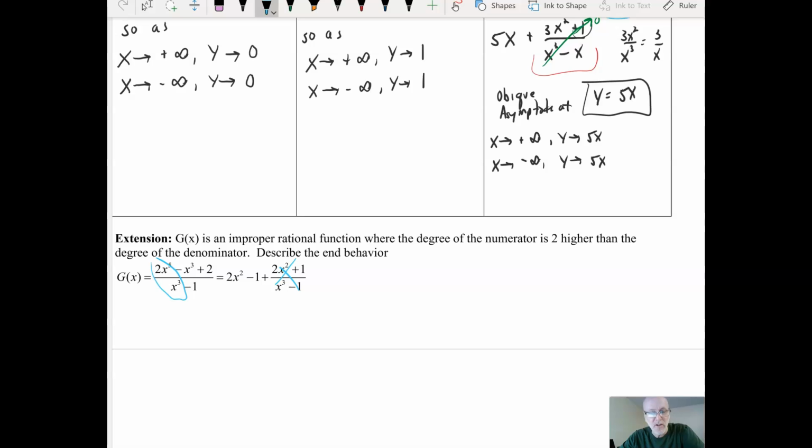So this particular rational function, which we're not going to see in our homework, but just so you know, when the degree is more than 1 degree higher, you're going to approach something other than a line. And so here, we still call this an asymptote, but it's a parabolic asymptote. So it's actually approaching a curve rather than a line as its end behavior.